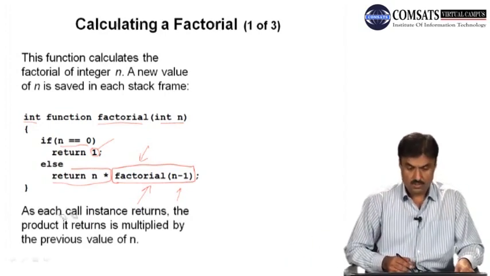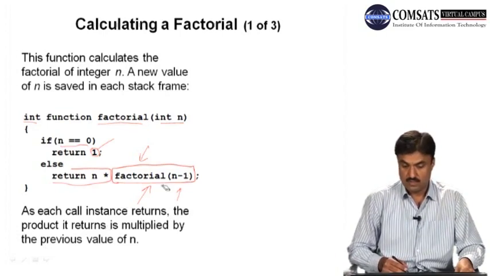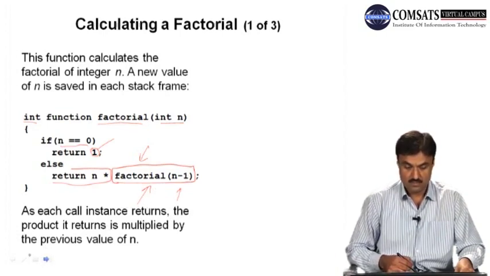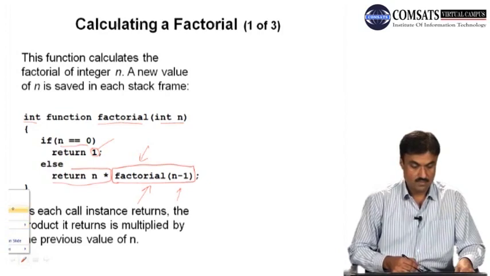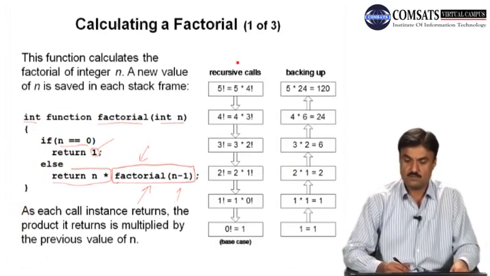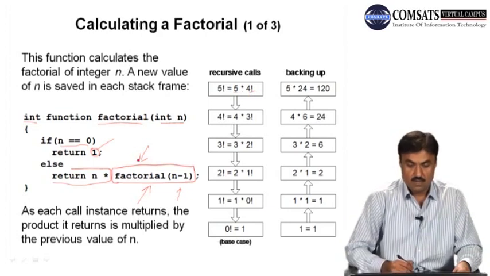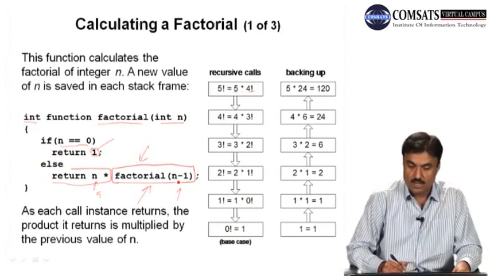So each call instance returns a product. Whatever the factorial value is, it will be multiplied by the previous value of n. So if you want to see, these are recursive calls. For example, if you are calling 5 factorial, so 5 multiplied by 4, so actually we are calling 5, so the return value should be 5 here, and again we are calling n minus 1.